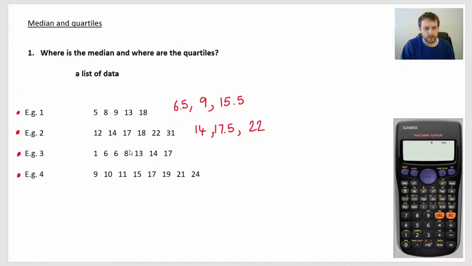Right, for example 3, there's your median, and then there's your lower half and upper half. So there's the bottom half's median, the top half's median. So that's actually your easiest situation. So that's 6, 8, and 14. And then the last one, we've got halfway between 15 and 17, which is 16. We've got halfway between 10 and 11, which is 10.5. And we've got halfway between 19 and 21, which is 20.